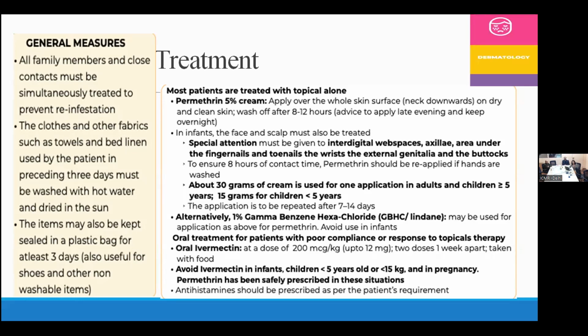Then permethrin, the method of application, special attention to what all spaces should be done, how many: 30 grams for an adult and 15 grams for children under 5. So very specific instructions, and to be repeated after 7 to 14 days, not daily, because that is again sometimes a very common error.